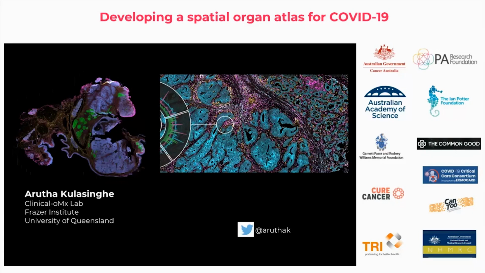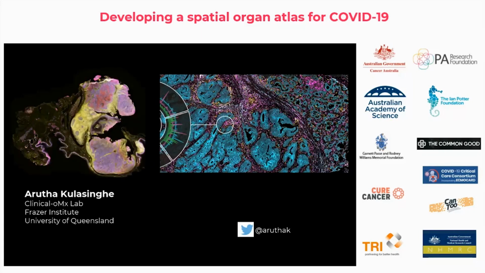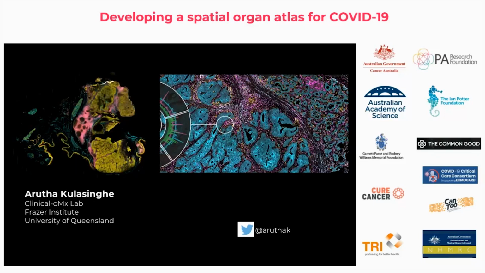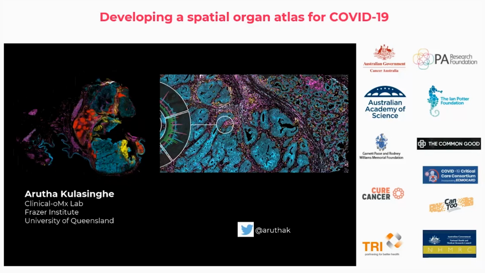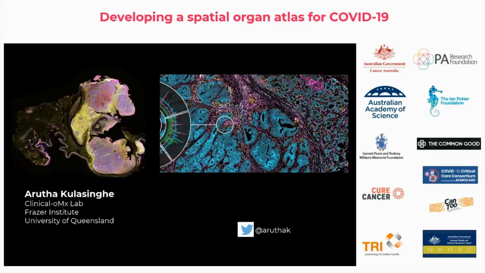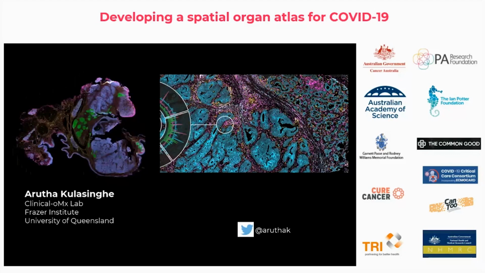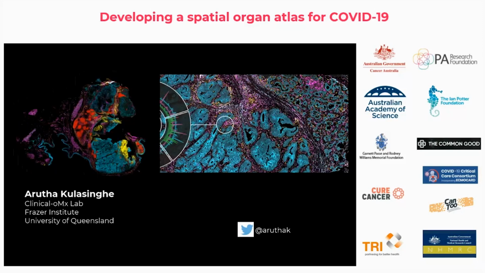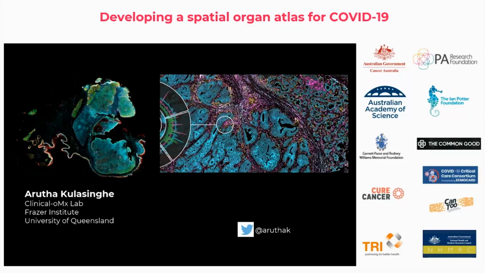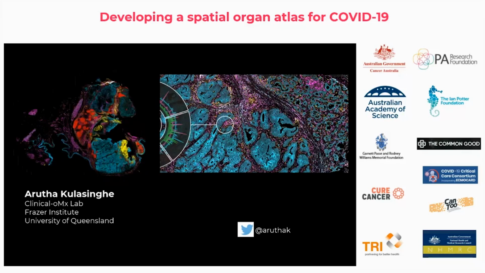So today I'll talk to you about developing a spatial organ atlas for COVID-19. I'm a research lead at the Fraser Institute at the University of Queensland in sunny Brisbane, and we've acknowledged a number of funding agencies that support this work. My talk today will move from what we're doing in the cancer space to how we've applied that to looking at the impact of COVID-19 on multiple organs. It was serendipitous that we had developed the workflow, and the right tissue types were available at the time, so we could really apply it. Hopefully we'll get some insights into that today.